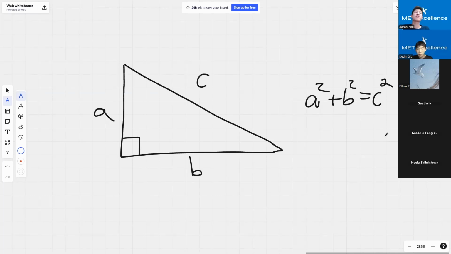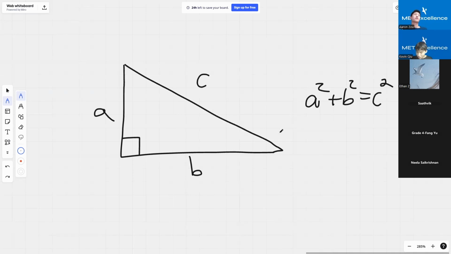But A, B, and C aren't just anything. C is called the hypotenuse. So the hypotenuse is the longest side. It's always the longest side in a right triangle. And the hypotenuse is also always the side opposite of the 90-degree angle. You see that? C is the hypotenuse, and it is opposite of the 90-degree angle. And basically what the Pythagorean theorem tells us is that the first side squared plus the second side squared of the triangle equals the hypotenuse squared.